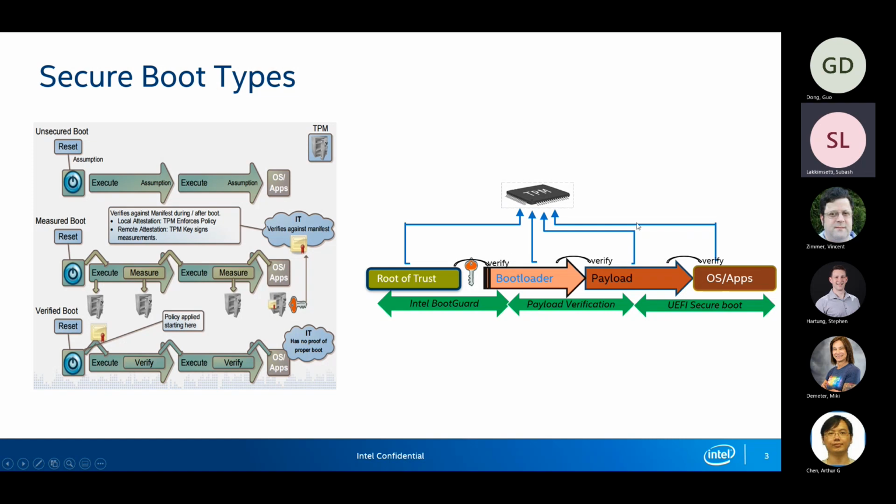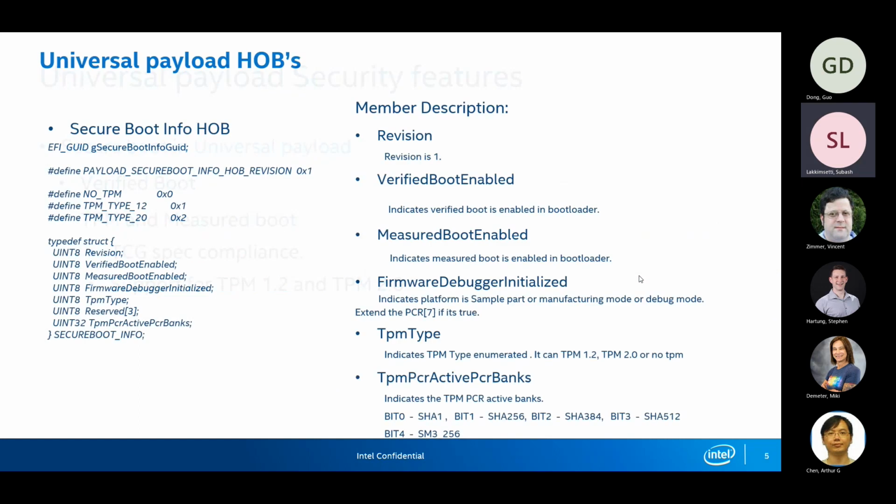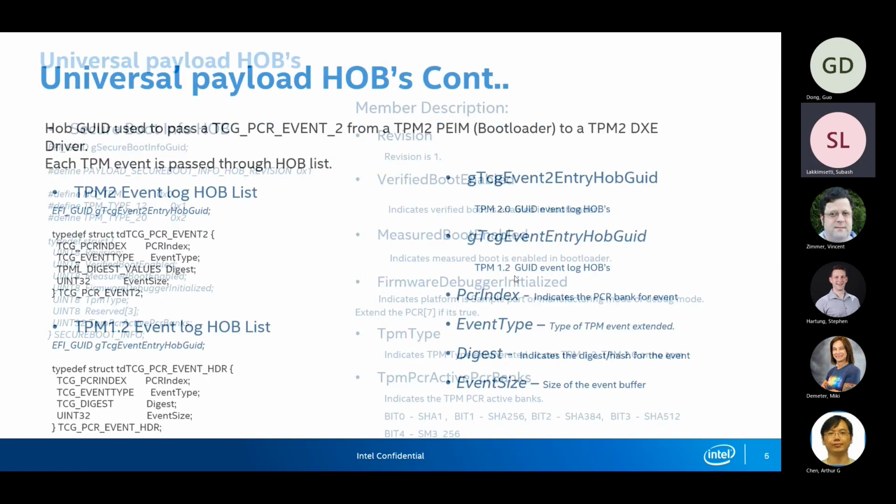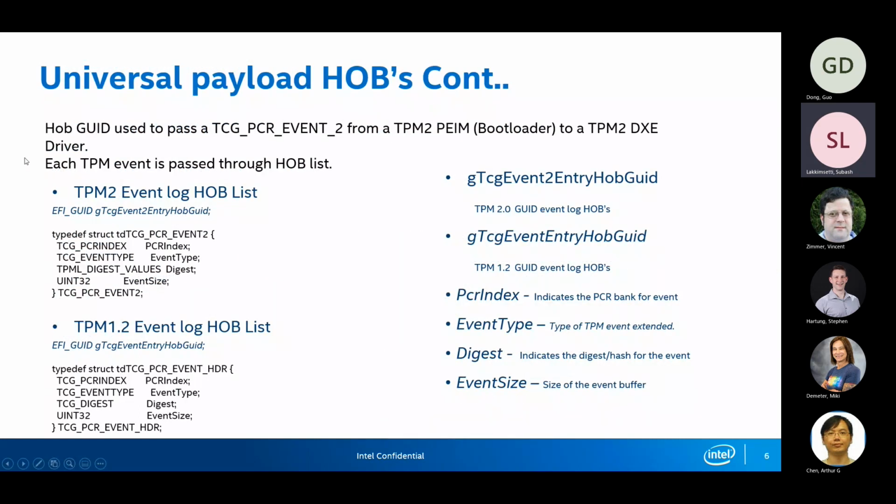I didn't capture the event log in this picture, but it is a log file which has to be passed from the bootloader, whatever events the bootloader extends, to the payload. So for passing this event log, a hop should be created.